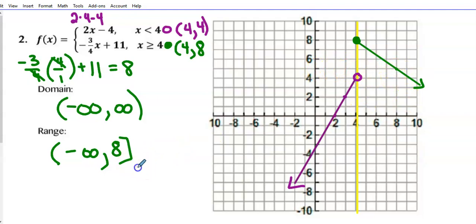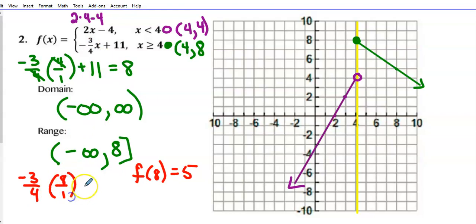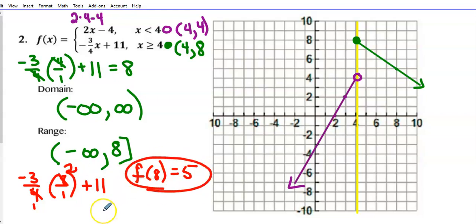Well, I could also plug it in. f of 8 was 5. So let's go up here and figure out where 8 goes. Well, 8 goes right here with this domain restriction, greater than or equal to 4. If I plug that in here, negative 3/4 times 8 over 1 plus 11, that's a 1, that's a 2. Negative 3 times 2 is negative 6, plus 11 is 5. So I could figure that out in two ways, looking at the graph or looking at the actual function.